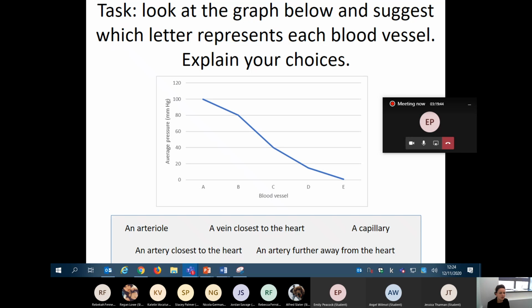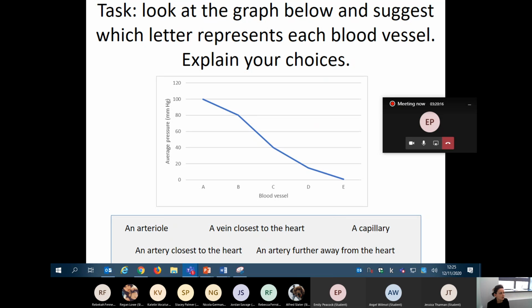Right. If you think about our sorting activity, was it veins or capillaries which had the lowest possible pressure? Capillaries, right? So therefore, D is vein closest to the heart, and it's the last one; the lowest pressure is going to be in the capillary. So if you got every single one correct, really, really well done.